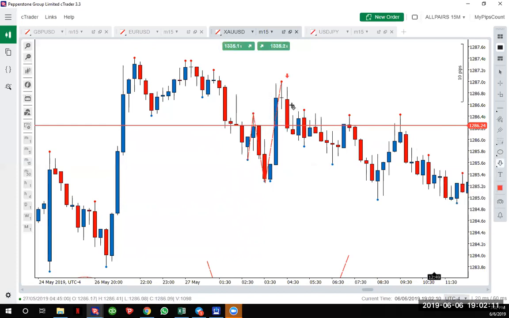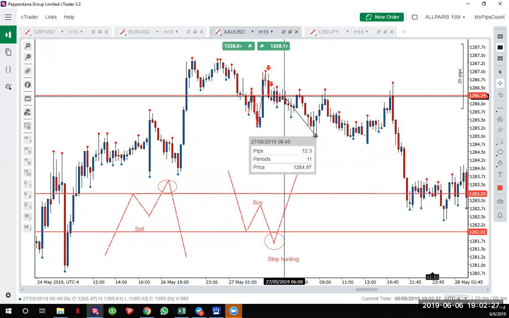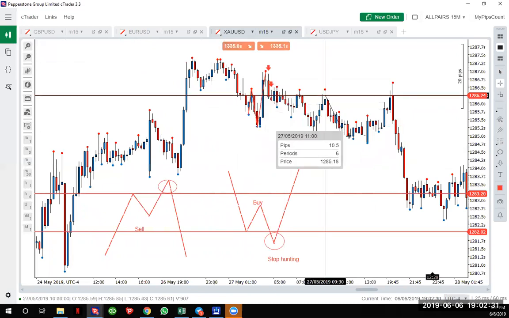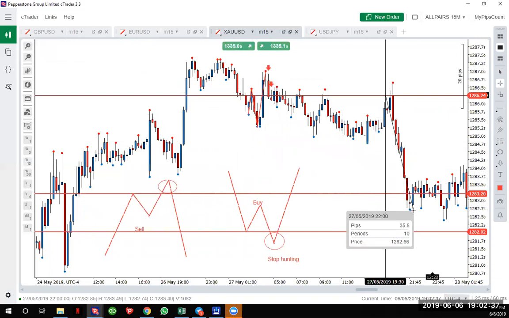All right. And the markets respected the price. Look at that. Respected. And it sold. Let me just zoom a little bit so we can see how far it went. It sold first for 12 pips, came back up, sold again 14 pips, came back up again, and this was the true sell.